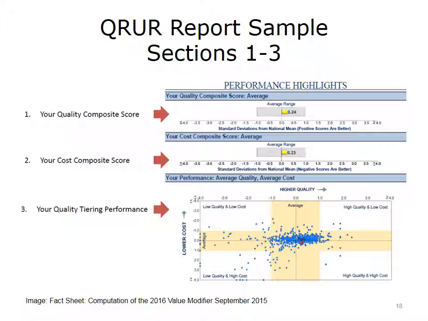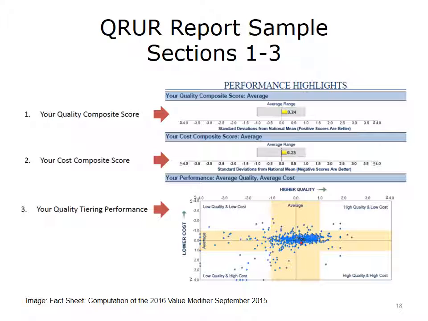This report sample shows that each EP has a composite quality score right at the top of the report. The composite score is developed through a series of calculations and takes into account all of the quality measures the EP reported. These calculations make sure the composite score works and takes into account the population of patients with whom the provider works. The EP also gets an average range for this quality composite score, which compares their performance to other EPs. Next, CMS calculates a cost composite score.